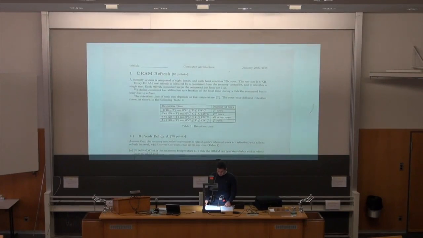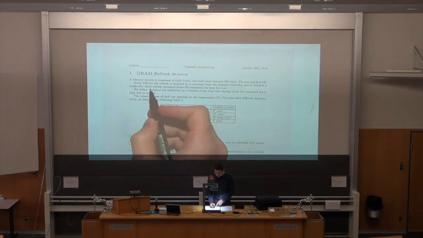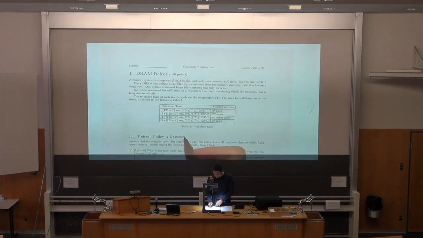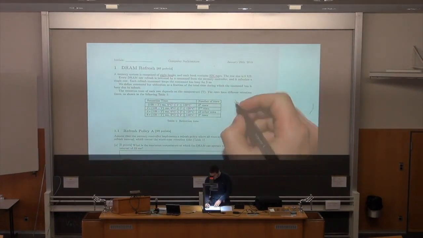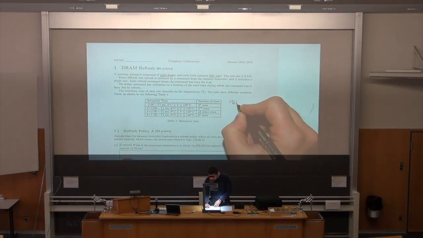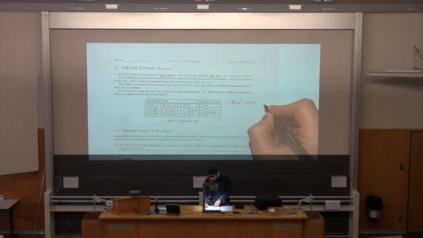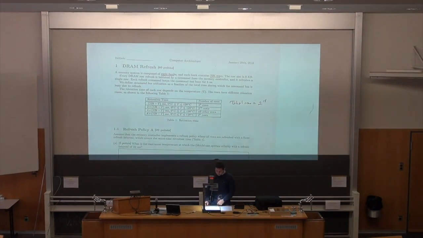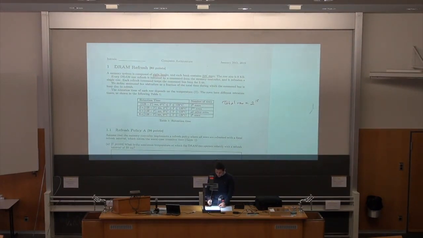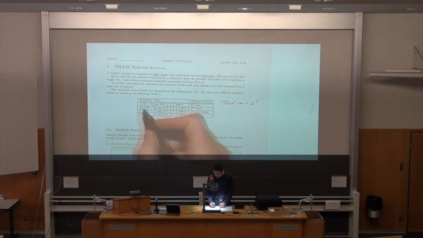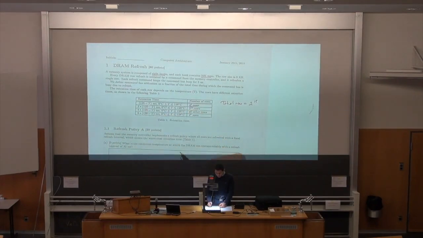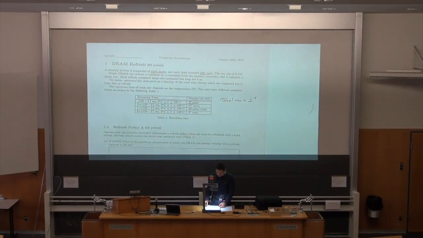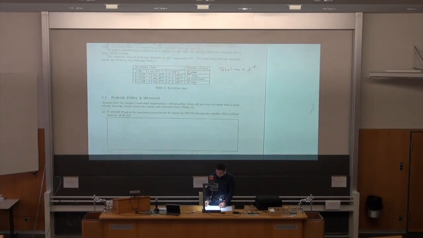To do this, we have a memory system where we have 8 banks, and each bank contains 32K rows. So let's just immediately calculate the total rows, which is 2 to the 18. We also have a table that shows the retention times of certain rows given the temperature. So let's jump to the first question then.